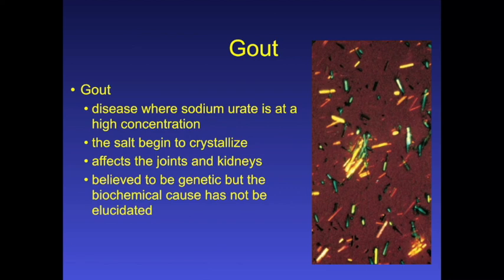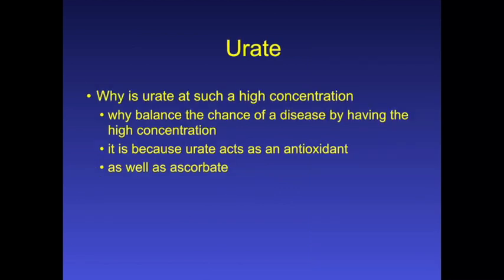Why in the world do we even have this particular molecule? Urate itself is really a very strong antioxidant, much better than even vitamin C. And so there are benefits for having urate in your system. It is having that antioxidant benefit, and the fact that it isn't immediately toxic, that allowed this particular molecule to be formed.